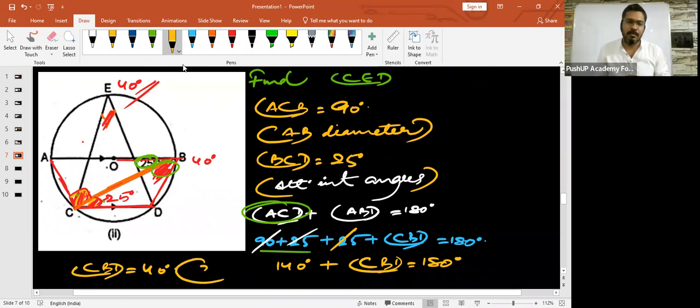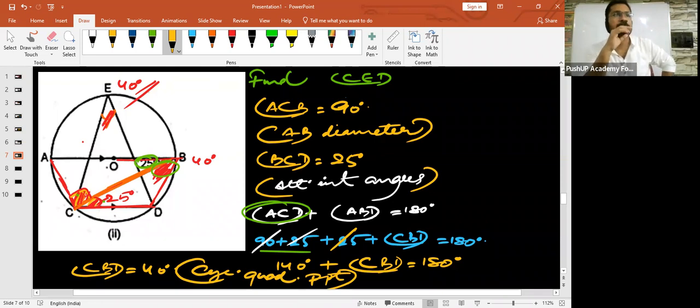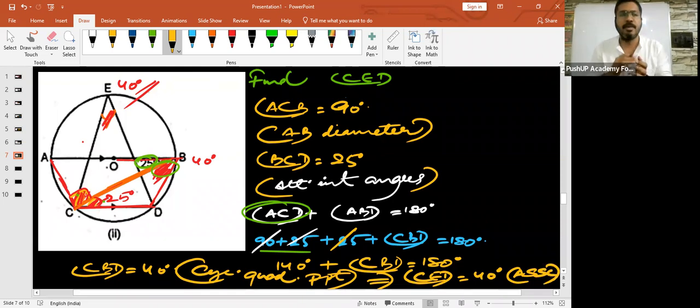And at the end, you have to mention cyclic quadrilateral property. Fine. Then you will write it implies angle CED is also equal to 40 degrees. And then you have to mention the reason ASSC, angle subtended by the same chord. Okay, a little lengthy, but I hope I am teaching you properly, right? Each and every point is covered.